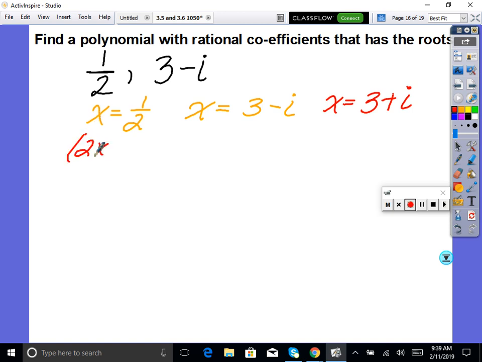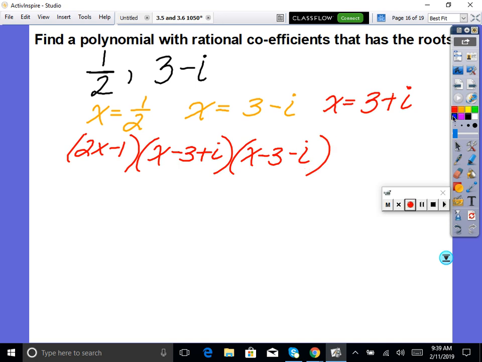So we have a 2x minus 1. We have an x minus 3 plus i. We have a x minus 3 minus i. Everybody listen to the rule. If you're ever distributing out something like this and you have conjugate pairs, you always want to multiply the conjugate pairs together first, because a lot of things are going to end up canceling out. So you're always going to multiply conjugates together first and then multiply it in here.